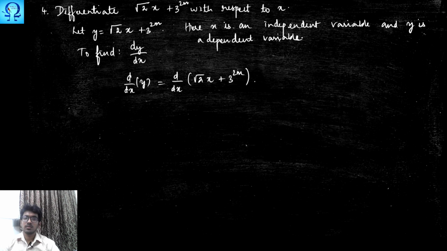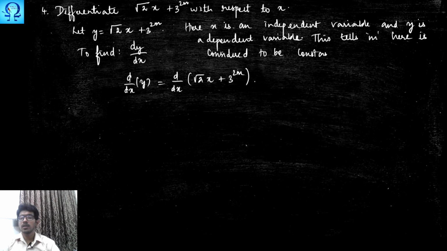Which means we have some more alphabet, that is m. m here is considered to be constant. So when you treat m as a constant, 3 per 2m is again a constant.